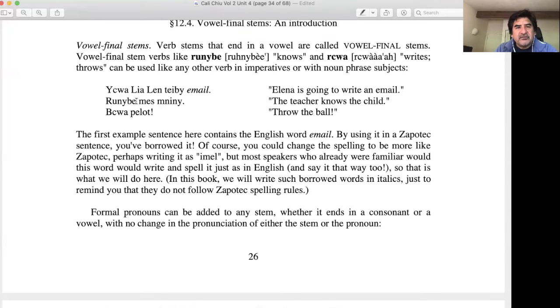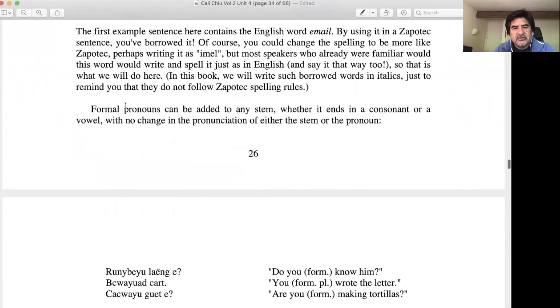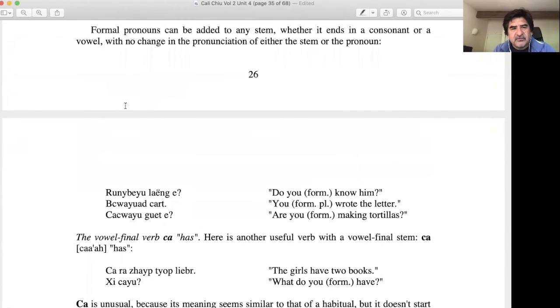The next one is the teacher knows the child. That's the rumbe verb here. So rumbe mesni, the teacher knows the child. And then throw the ball, that's a command, right? So quaplot. As you can see here, qua is throw, and it's the same verb as the one in the realis. So this one means to write an email, and this one means to throw. As we pointed out earlier, qua has different meanings.